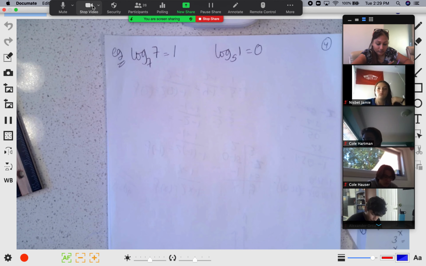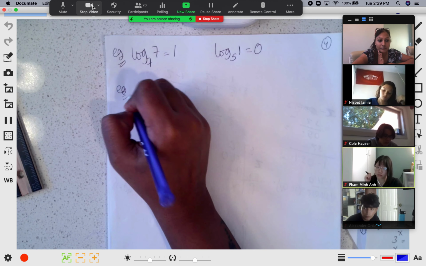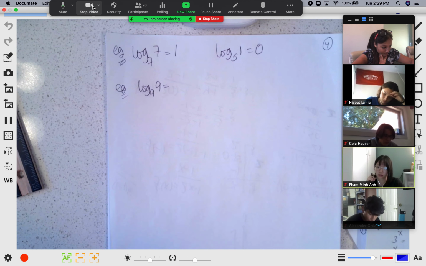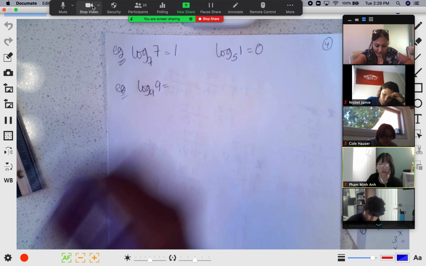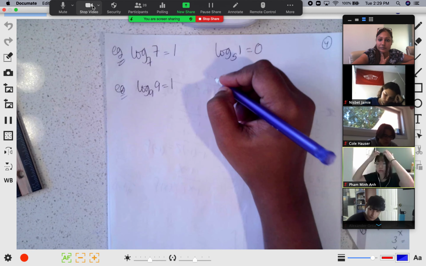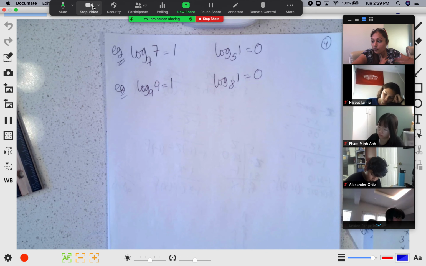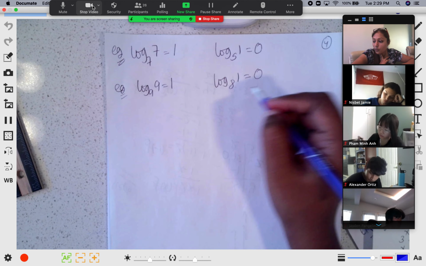Minhan, so let's see, if I say find the value of log 9, 9. That's going to be 1. Correct. Cameron, what's the value of log 8, 1? 0. Correct. No matter what my base is, log 1 is always equal to 0.